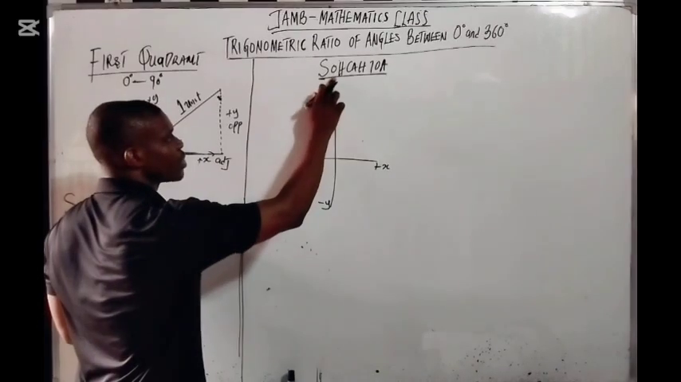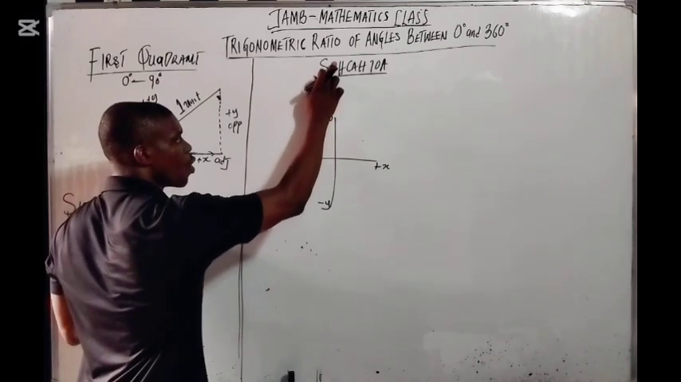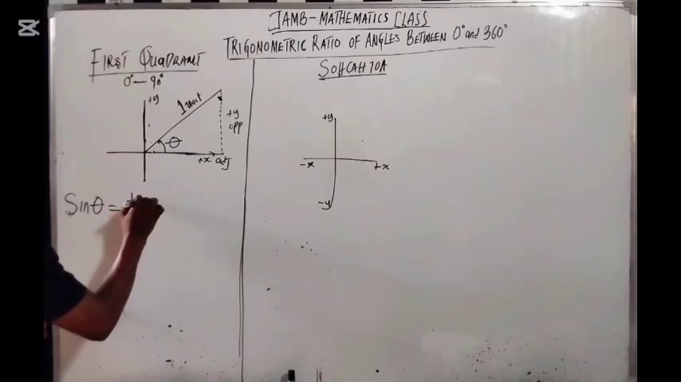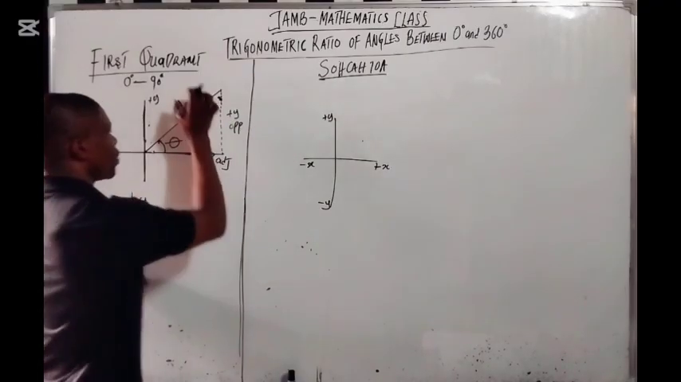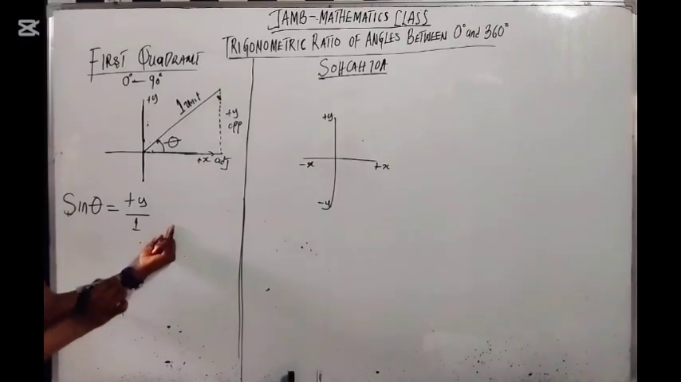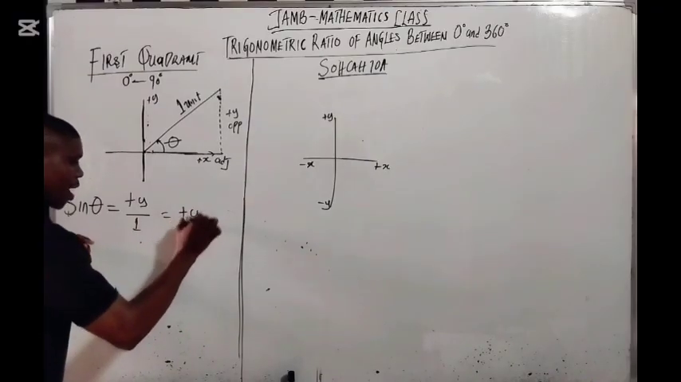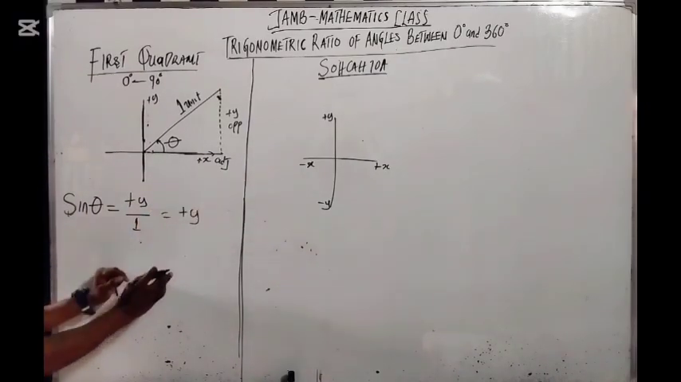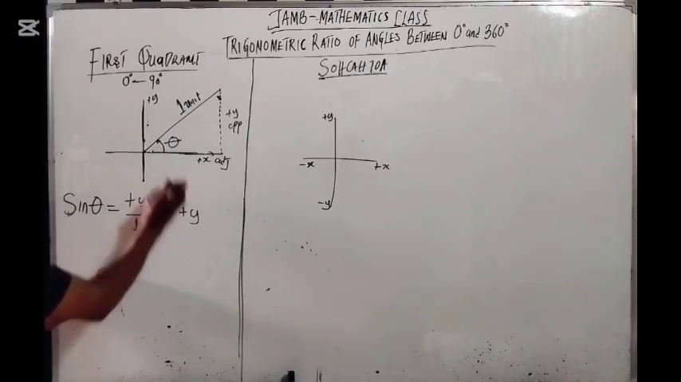So let me explain it here. If I have sine theta, remember, sine theta here is between 0 and 90, right? Sine theta is the opposite over the hypotenuse. The opposite is plus y, over my hypotenuse, which is 1. Now here we have plus y, so sine is positive.